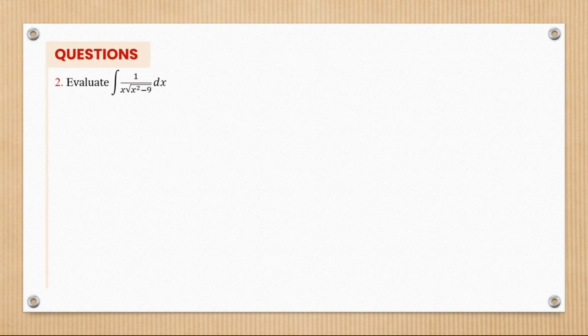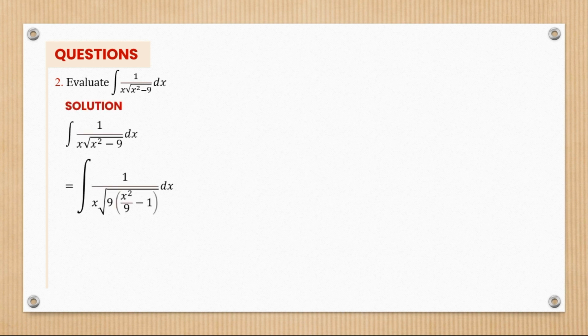Alright, so another question, number 2. We're being told to evaluate the integral of 1 over x times the root of x squared minus 9. This clearly also requires sec substitution. The first thing I need to do is pull out the 9, so I factorize out this 9 so that I'm left with the 1. So I pull out the 9, and I'll have 9 times (x squared over 9 minus 1).